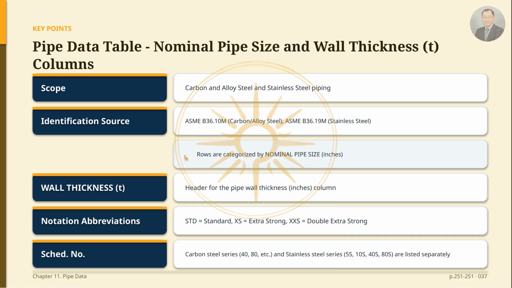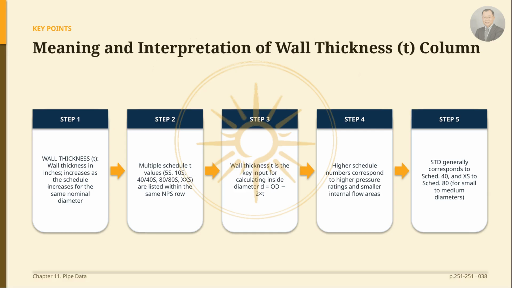Rather than listing every value, please first verify the material and nominal diameter of the piping you are designing, and then find and apply the wall thickness value for the corresponding schedule number. In particular, stainless steel uses a notation with an S, such as 40S or 80S, so I recommend exercising caution when selecting the specification. This table is a reference showing the definition of wall thickness, T, and how it changes according to the schedule number.